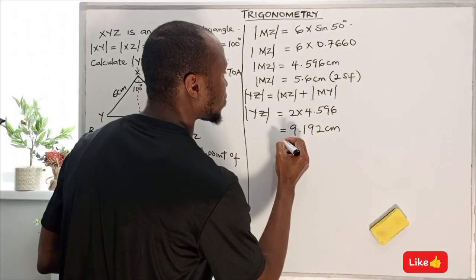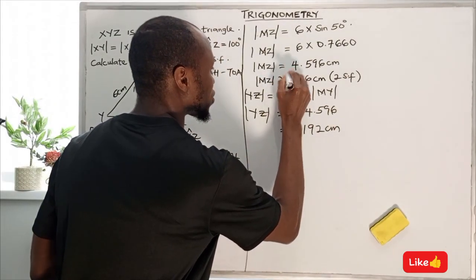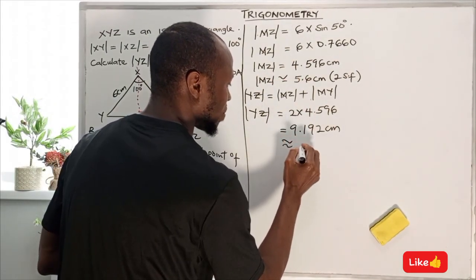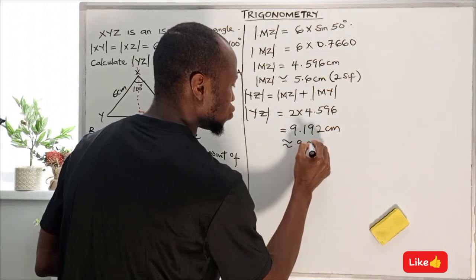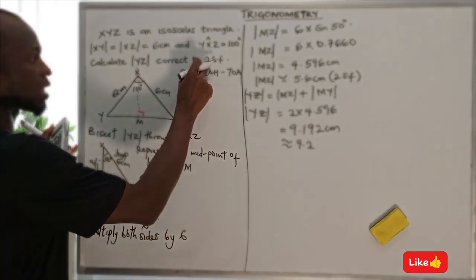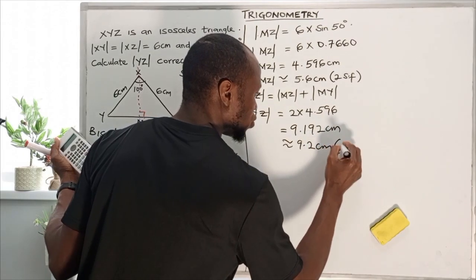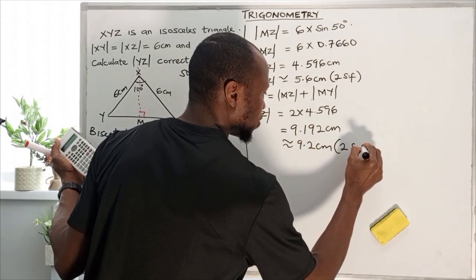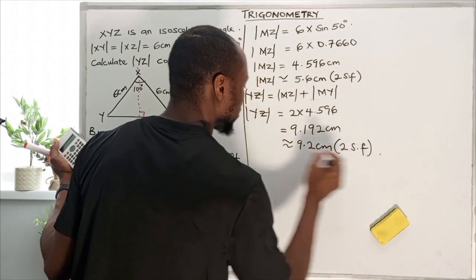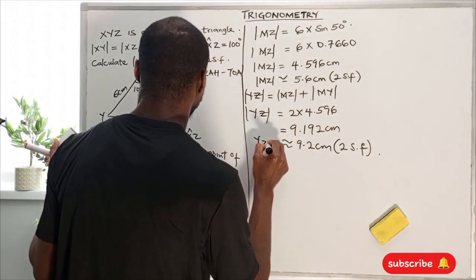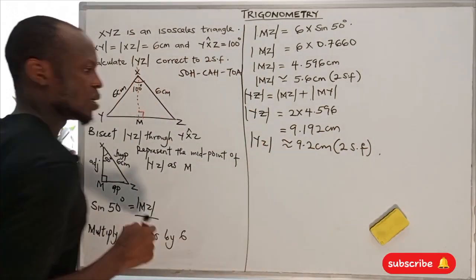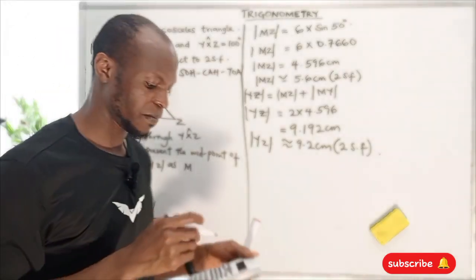If you like, you can approximate your value to be 9.2 because we have to display our answer in 2 significant figures. Let's approximate 9.2 to 2 significant figures. So my line YZ equals 9.2 centimeters.